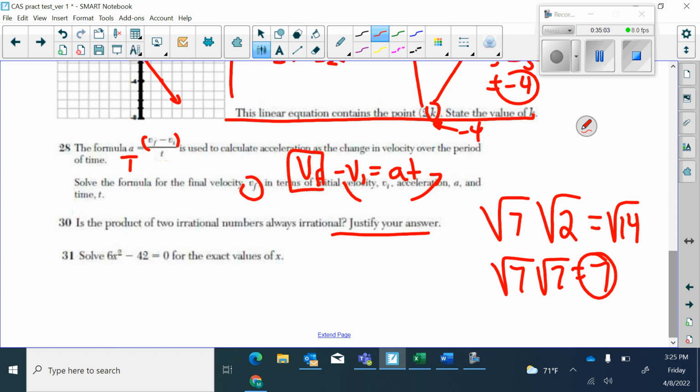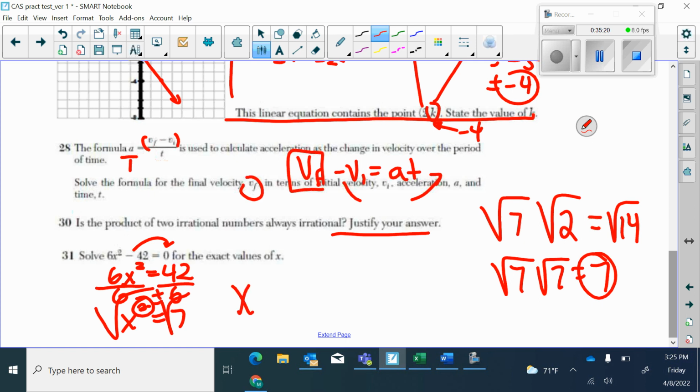All right, how to solve this? Just add the 42 across. I have 6x squared equals 42. Reverse PEMDAS, divide by 6. X squared equals 7. Remember, that squared tells me there's two answers. How do I get rid of that squared? I do the square root of both sides. I have to add that plus or minus in there.